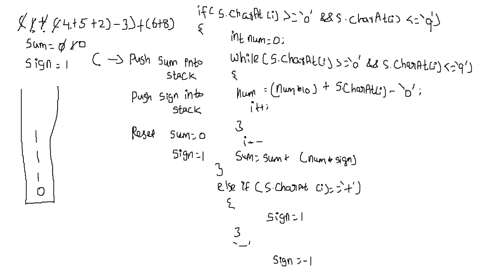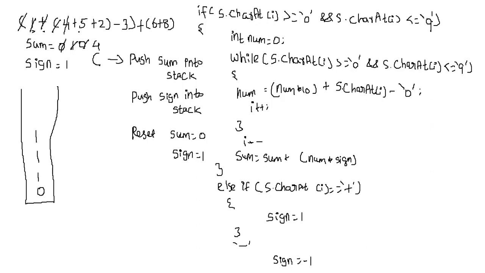Done. Next I've got 4. 4 is an integer. Whenever I'm getting integer, what I have to do? I have to check this condition. I have to perform all these operations. You will get num value as 4. After getting num value as 4, 4 into sign value 1, 4 into 1 is 4. 4 plus sum value. What was my previous sum value? 0. 4 plus 0, 4. The value 4 will be stored in the variable sum.